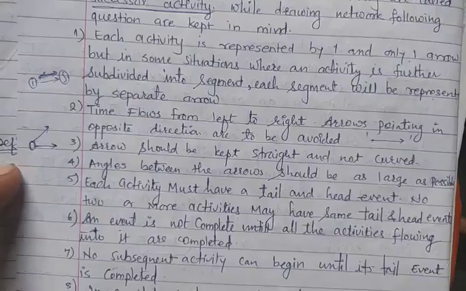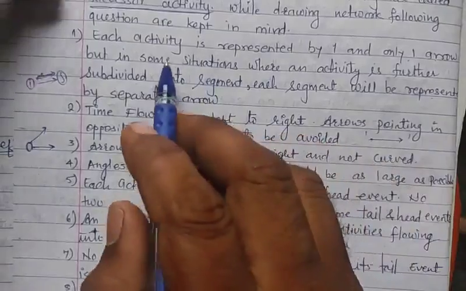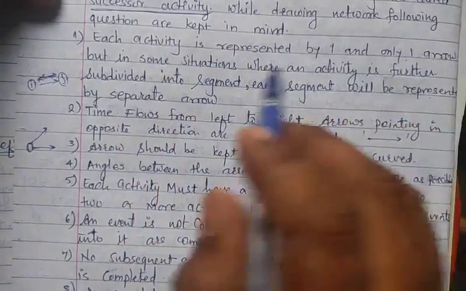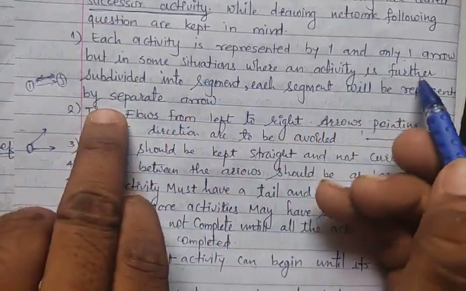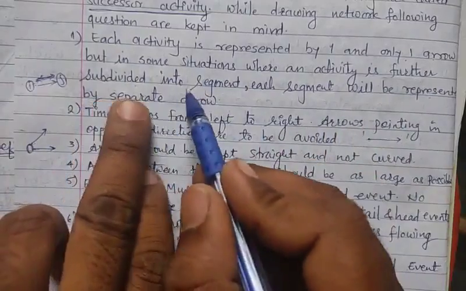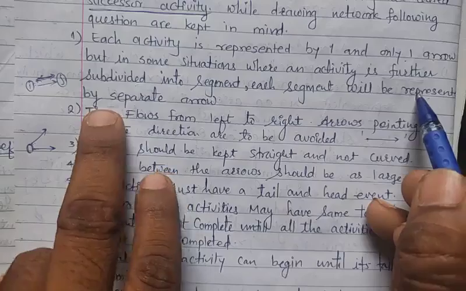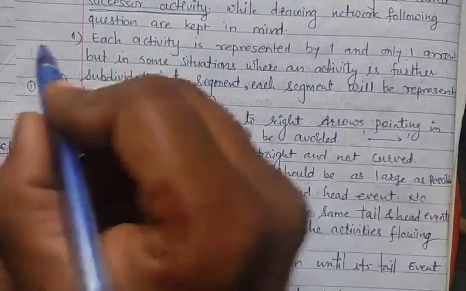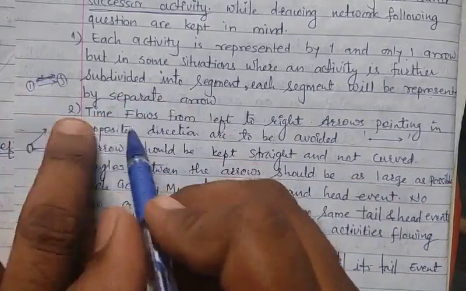Now there are rules to draw a network diagram. What is the rule? Each activity is represented by one and only one arrow, but in some situations where an activity is further subdivided into segments, each segment will be represented by a separate arrow. So this is an arrow, and for each segment we use a separate arrow.